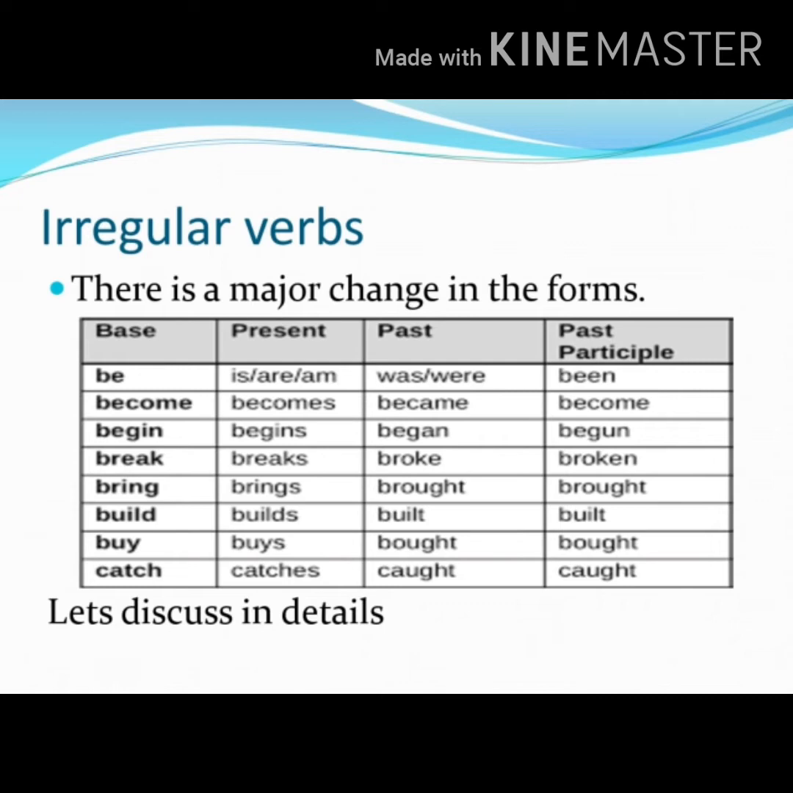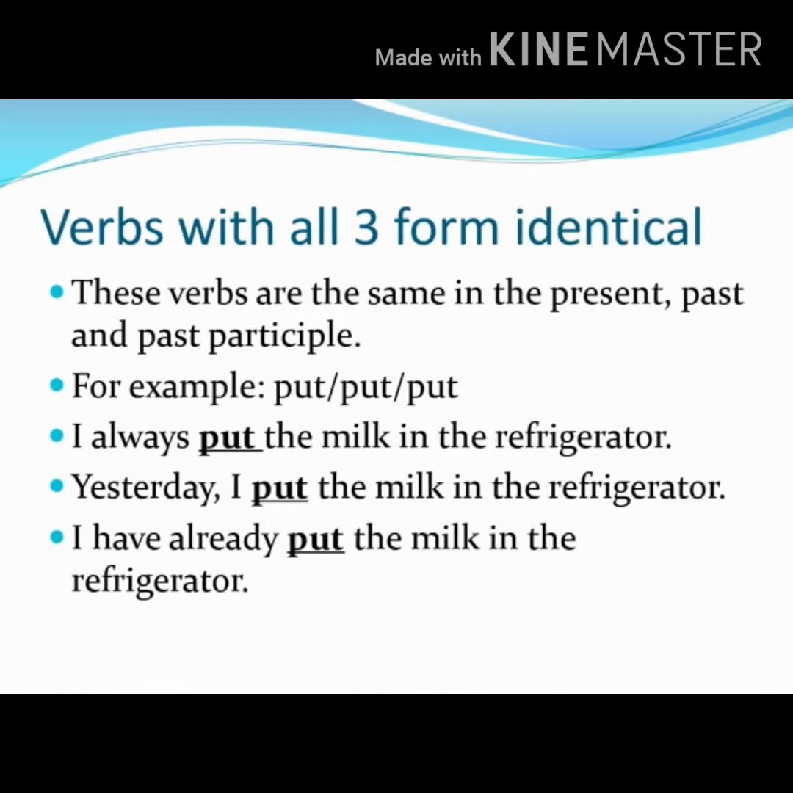So, in this lesson we are going to talk in detail about irregular verbs. Irregular verbs can make you go crazy, but in fact they follow some patterns. In this lesson we are going to talk about these patterns by which we can convert the base form into past and past participle. The first group of irregular verbs has all three forms identical. These verbs are the same in the present, past, and past participle.